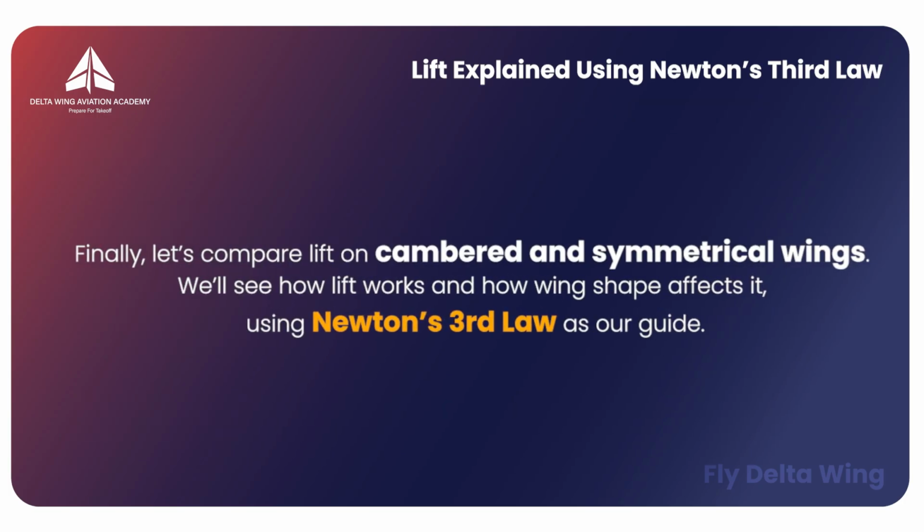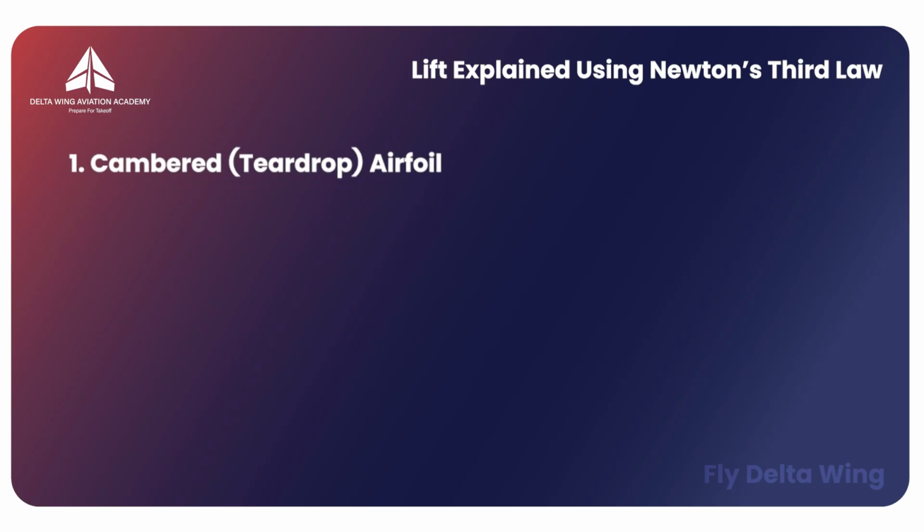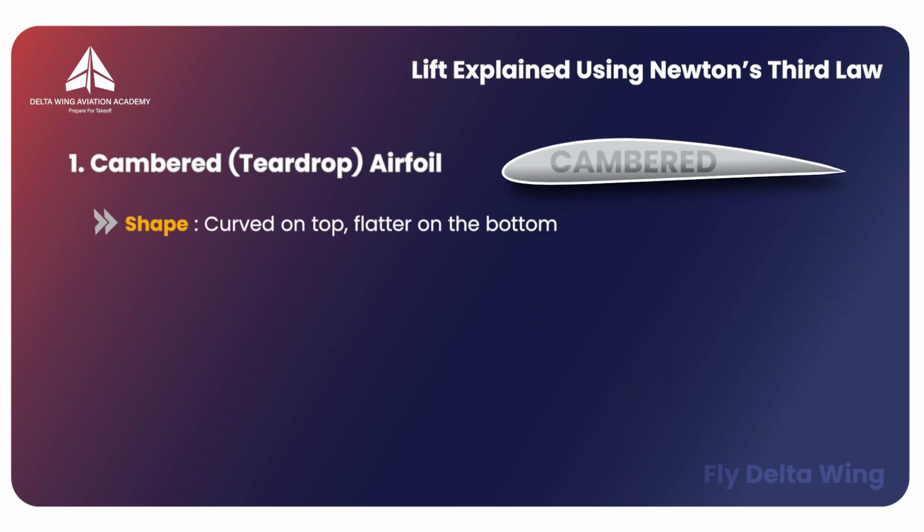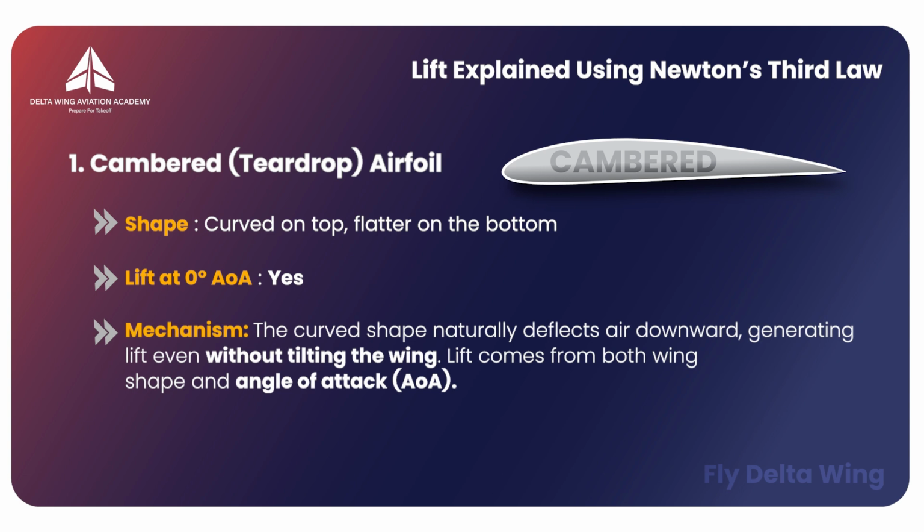Finally, let's compare lift on cambered and symmetrical wings. We'll see how lift works and how wing shape affects it using Newton's third law as our guide. 1. Cambered airfoil, teardrop shape. Curved on top, flatter on the bottom. Lift at 0-degree angle of attack? Yes. Mechanism: the curved shape naturally deflects air downward, generating lift even without tilting the wing. Lift comes from both wing shape and angle of attack. Performance: works well at low speeds.